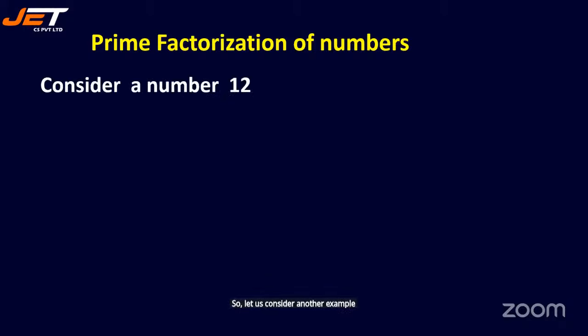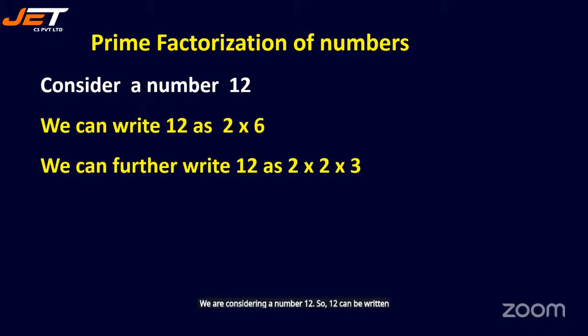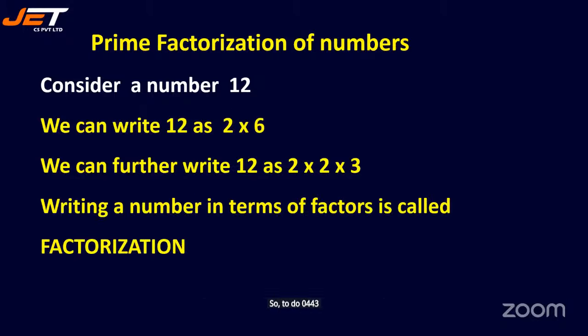For prime factorization of numbers, we are considering the number 12. 12 can be written as 2 into 6, which we can further write as 2 into 2 into 3. 2 2s are 4, 4 3s are 12. So writing a number in terms of factors is called factorization. I repeat, writing a number in terms of factors is called factorization.